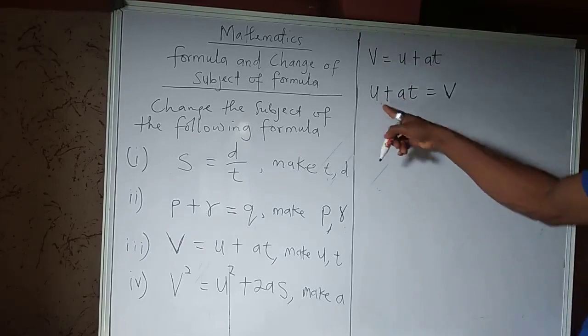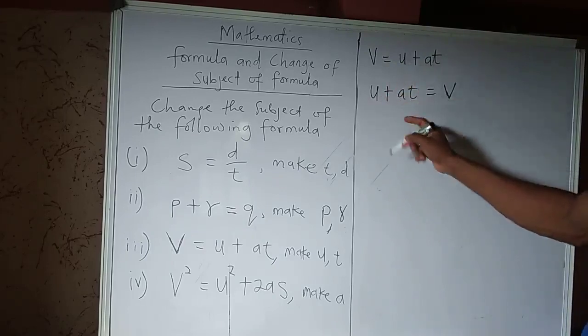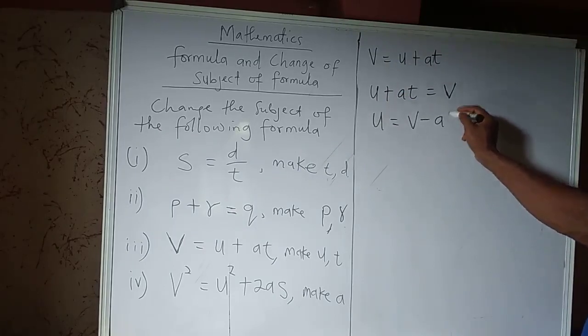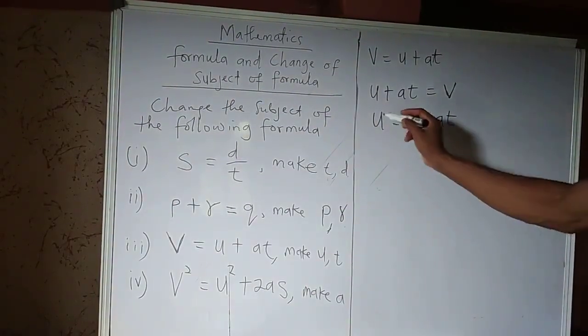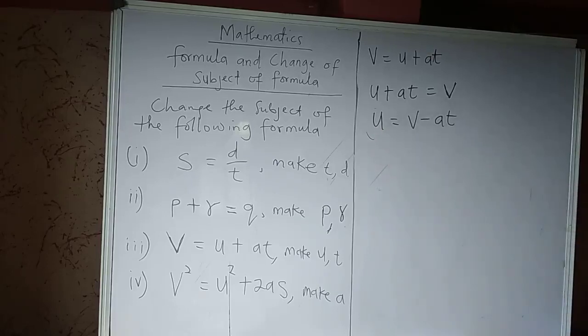So if this is the case, I want to make u the subject of the formula, so I'll move this away from here. So u will now become equal to v minus what? 80. With this, we have made u the subject. You can see u is standing alone. So u is now the subject of the formula.